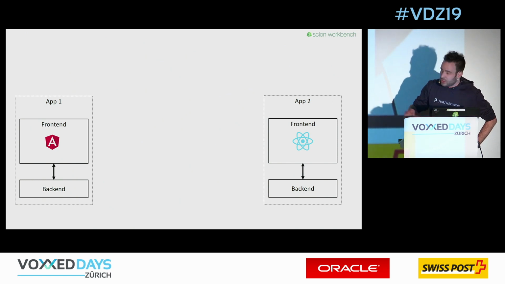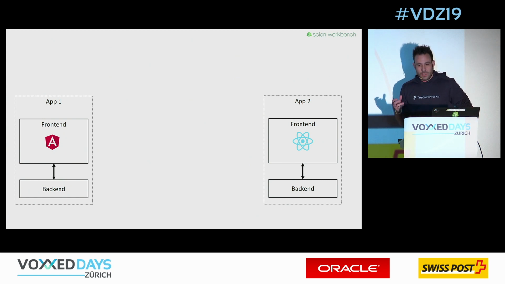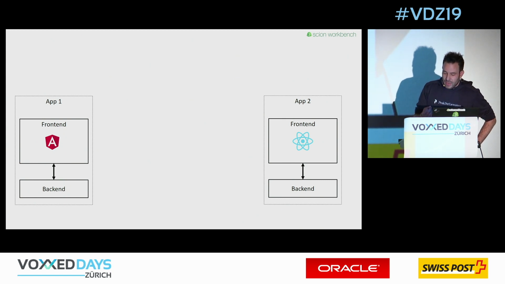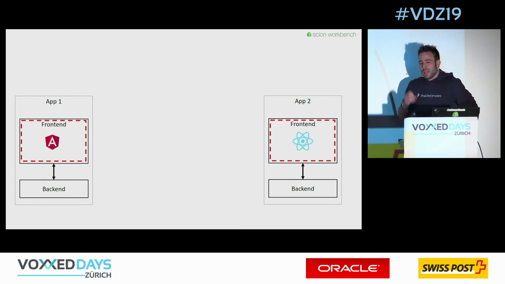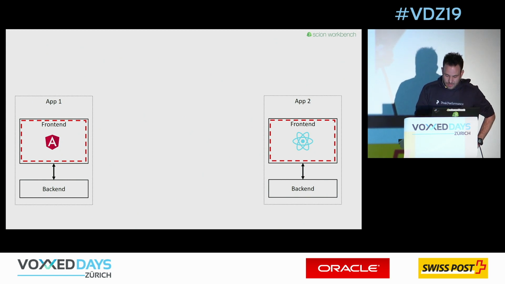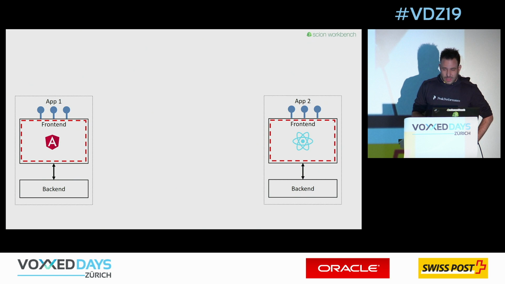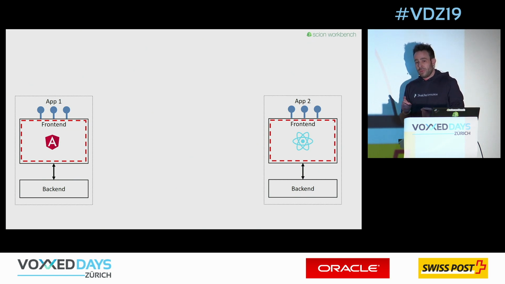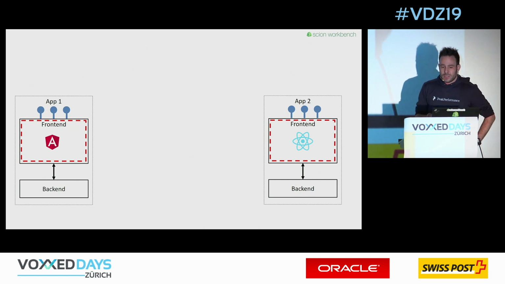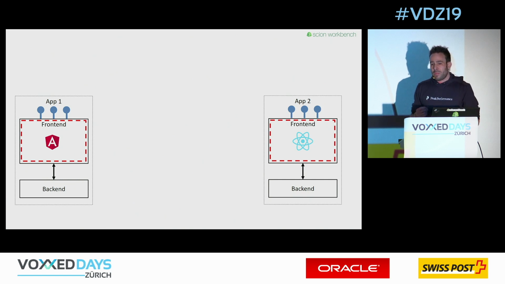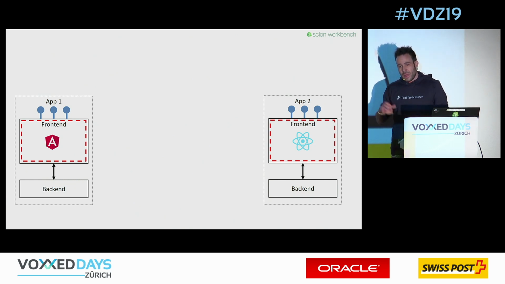Here on the screen you see two applications, one written in Angular and the other in React. The platform provides us a sandbox per application. It gives us a separate scripting context and a shadow DOM. So it's possible to use whatever library you need to best solve your problems. Then the integration is solely based on the URL. This allows us to integrate any web application without the need for adapting it.